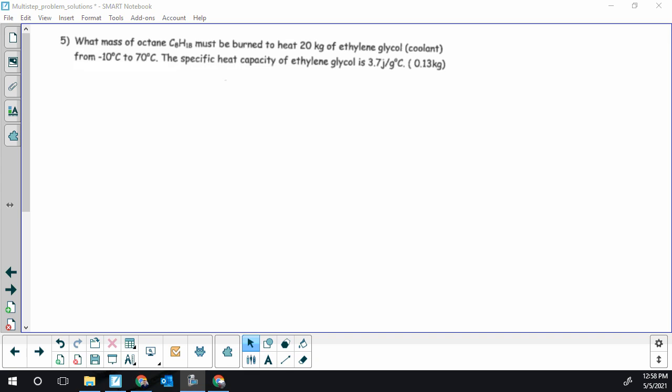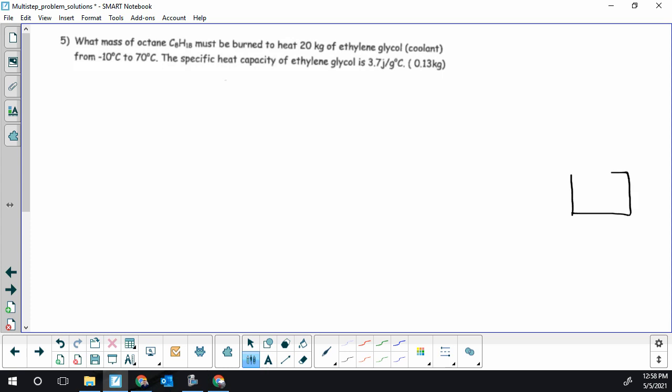I'm now going to solve the 3rd question in this video series. It's number 5 from the multi-step questions in the workbook that my students have. And before I solve this, I want to give a bit of a picture, a graphical interpretation to help solve this. So we're asked what mass of octane must be burned to heat some ethylene glycol from a certain initial to final temperature. So this is very much like a combustion experiment that you may have done in class.